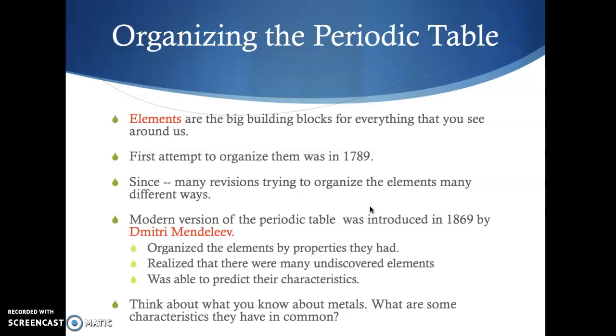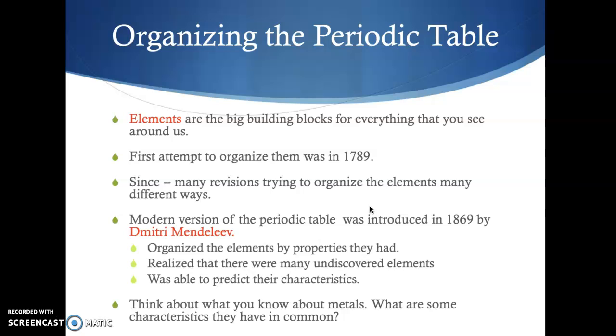But the modern version that we use was started in 1869, which is a long time ago, by a dude named Dmitri Mendeleev. And he organized elements by the properties that they had. And simply based off of this, he noticed that there's a lot of gaps in his periodic table. And he was able to therefore predict the characteristics of the missing elements. And over time, we were able to figure out what those elements were.